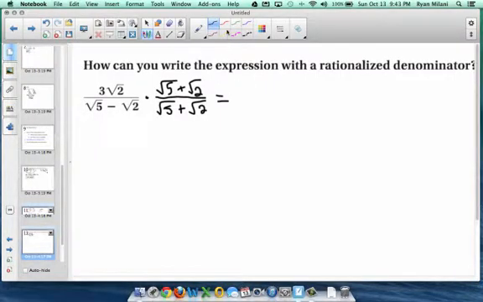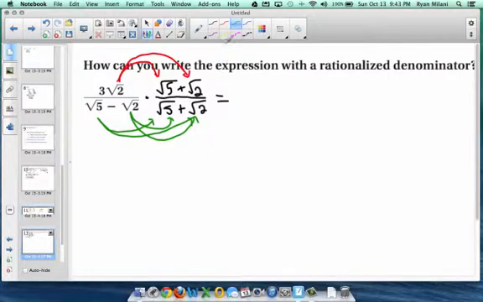So on top, I'm going to do 3 square root of 2 times square root of 5, and I'm going to do 3 square roots of 2 times square root of 2. On bottom, I'm going to do square root of 5 times square root of 5. I'm going to do square root of 5 times minus square root of 2. I'm going to do minus square root of 2 times minus square root of 5. And I'm going to do minus square root of 2 times positive square root of 2. So I've got lots of multiplication going on here.